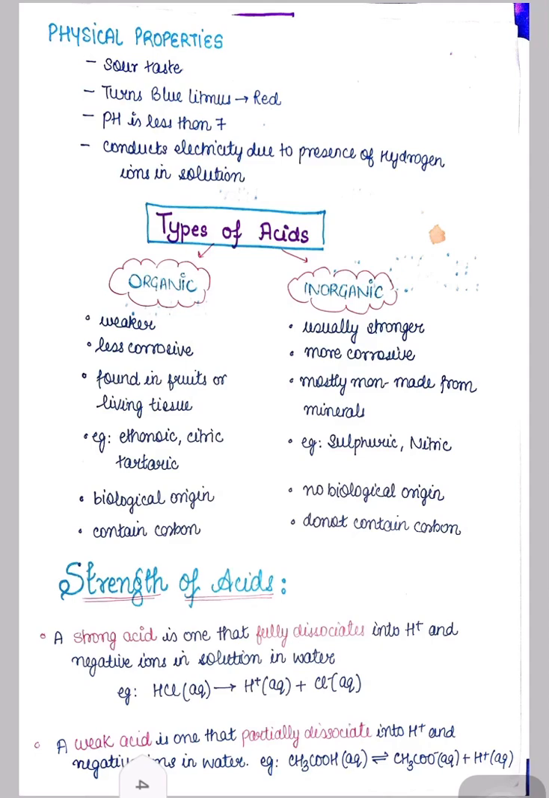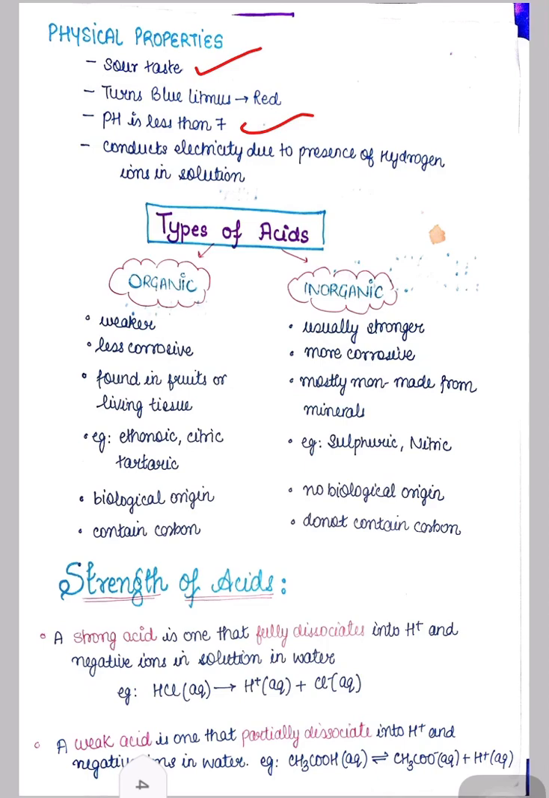Moving further, physical properties of acid. As already discussed, they are sour in taste, but the very important property which we all know is they turn blue litmus to red. For example, take any acid in a test tube and put a blue litmus in it, it will always turn red, indicating it is an acid. The next point, pH is less than 7. About pH we'll be learning in the further videos.